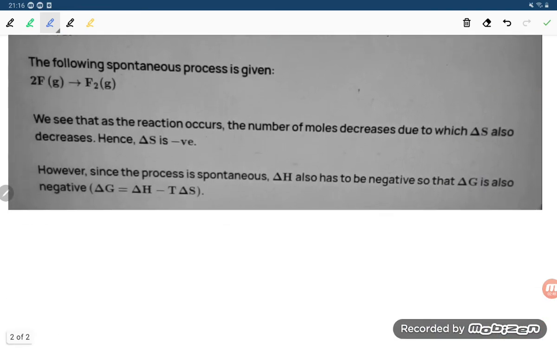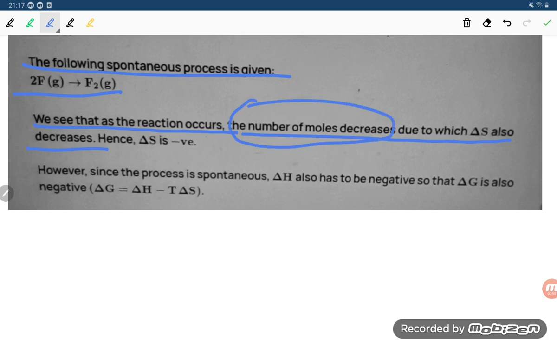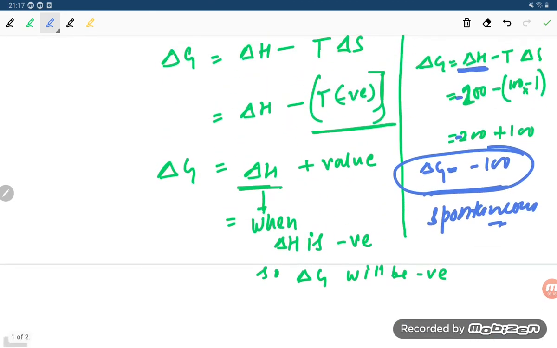Let us read out the slide. The following spontaneous process is given: 2F gas to F2 gas. We see that when the reaction occurs, the number of moles decreases, due to which delta S also decreases. Simple concept. However, since the process is spontaneous, delta H also has to be negative. To make delta G negative, we have to keep delta H negative. So the correct option is option number 3rd, students.